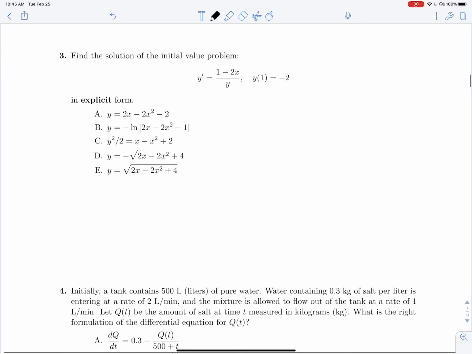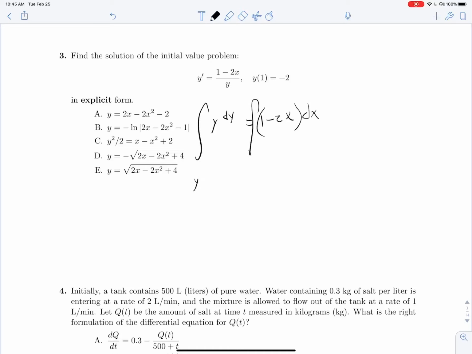3, let's find the solution to this initial value problem. Well, this is clearly a separable equation. We're going to multiply y over. We'll have dy dx times y is 1 minus 2x. We'll multiply the dx over, and we are already ready to integrate. So integrate both sides. We will get y squared over 2 is equal to x minus x squared plus c.